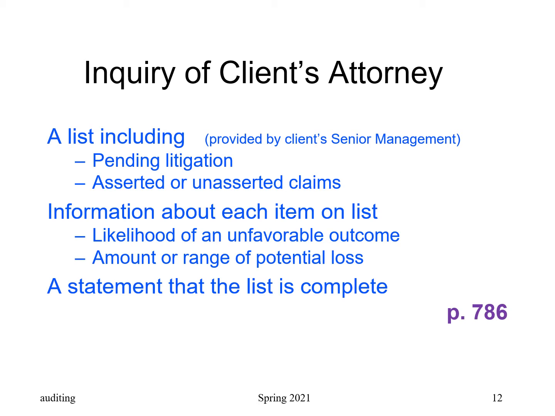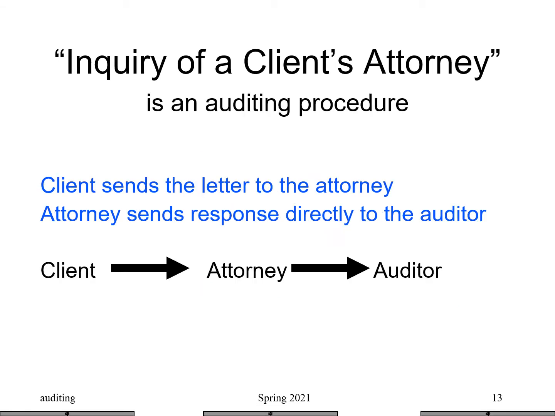So the client is going to prepare a list of pending litigation and any claims against the company. Then we're going to ask the lawyer. The client prepares this on the client's letterhead, then the lawyer will tell us the likelihood of an unfavorable outcome and the amount of potential loss or the range of losses, and a statement that the list is complete. So the client prepares the inquiry, the attorney's letter, on the client's letterhead. They mail it to the attorney, who mails it to the auditor.